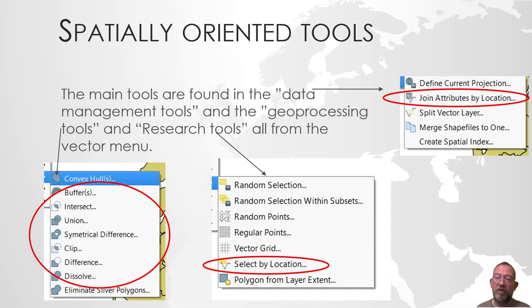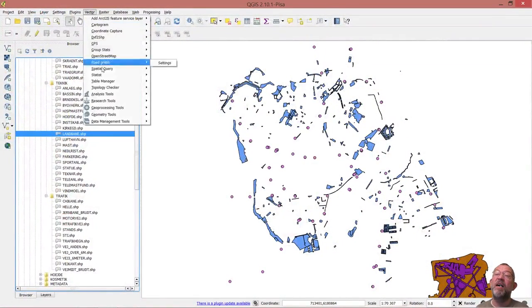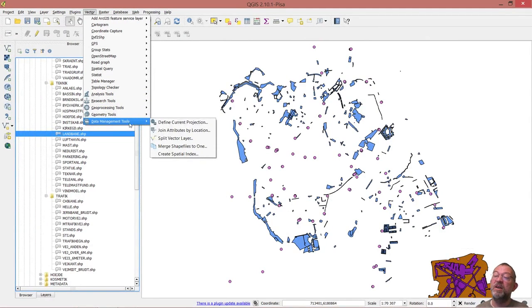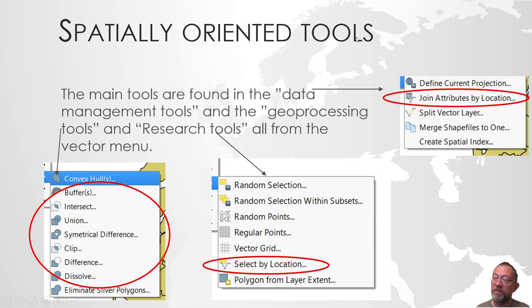But in QGIS, all of these tools are collected in the vector menu. We are talking about vector data, and down at the bottom of the vector menu we have these tools: the research tool, the geoprocessing tool, and the data management tool, which are the main tool sets for working with this. From the data management tool, there's especially one called join attributes by location, which is often used if you want to find out which municipalities or which postal codes some points belong to. So then we'll be using a join by location.